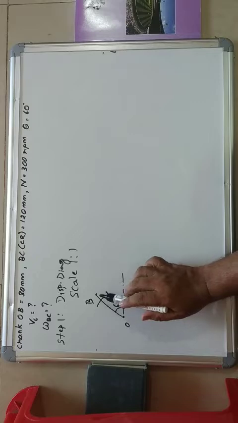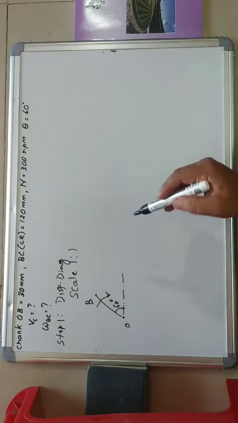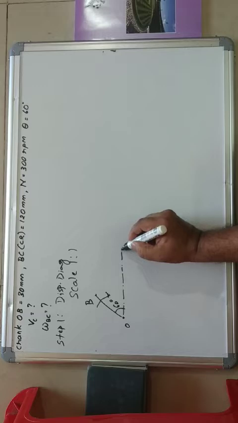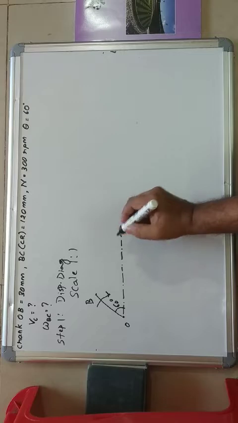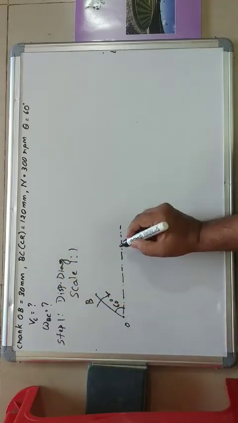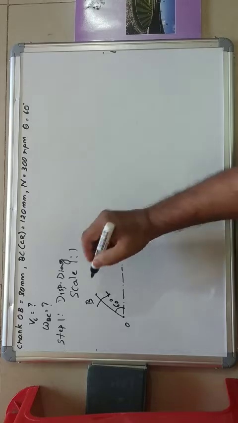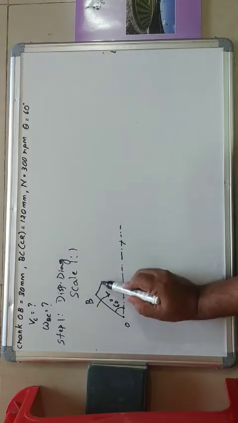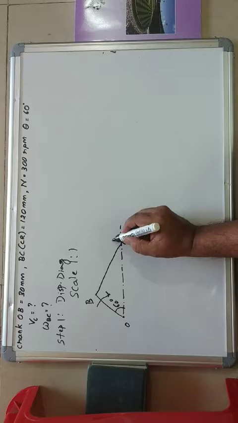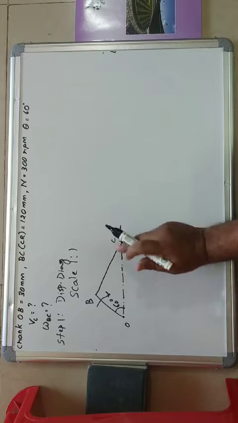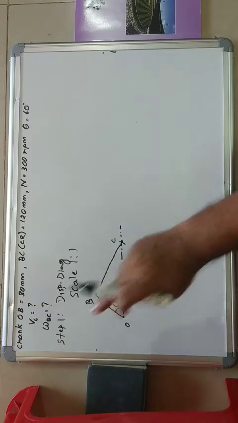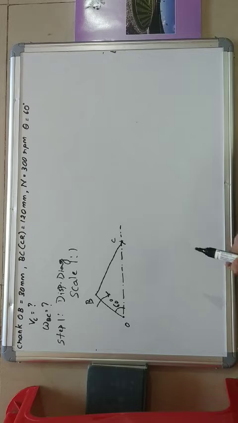And when you want to draw the connecting rod from B, the length is given as 120 millimeters, or 12 centimeters. So from B as center, just draw an arc to cut this horizontal line, and join from B to this line. This point is our C. Here is the place of the slider. The slider will be moving here. This is the crank and BC is the connecting rod. After drawing this displacement diagram, I have considered the scale as 1:1.